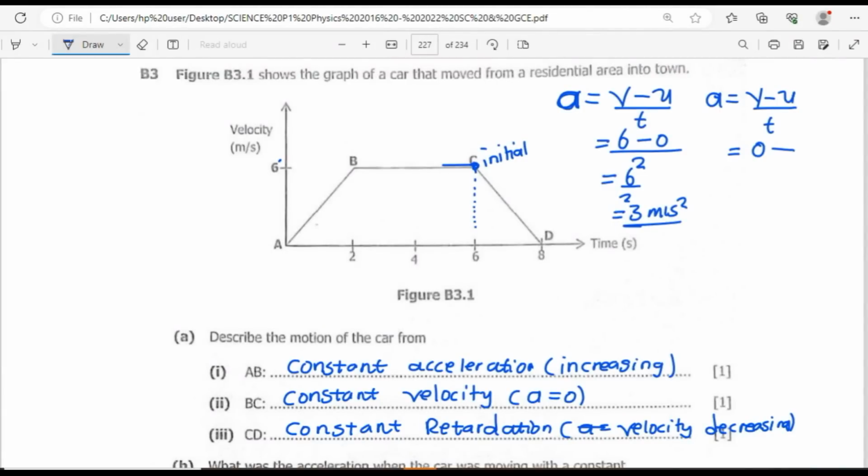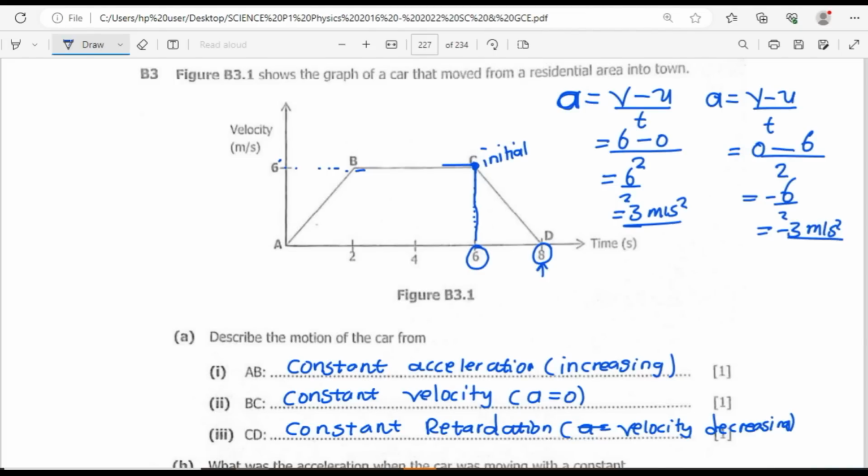So here if you move, you get 6. Then in time, you get 8. So what you have to do is, since the acceleration that we are considering is between 6 and 8, you need to find the difference between 8 and 6. So 8 minus 6, you have over 2. So it's negative 6 over 2, which is giving us negative 3 meters per second squared.